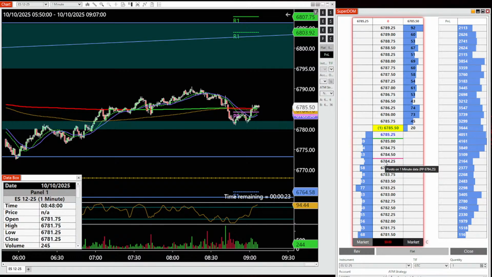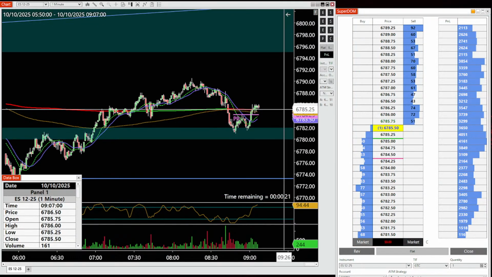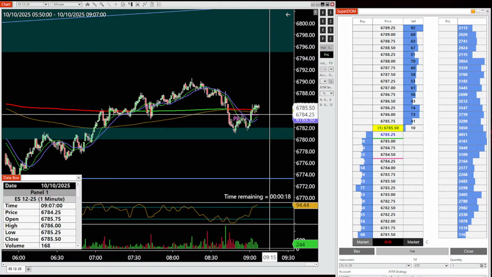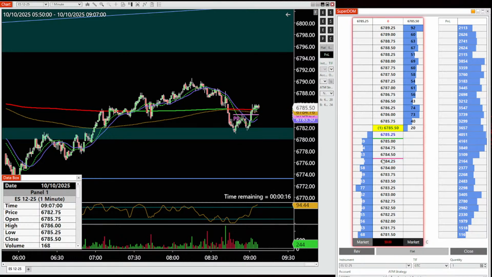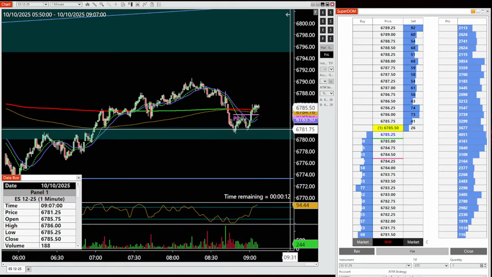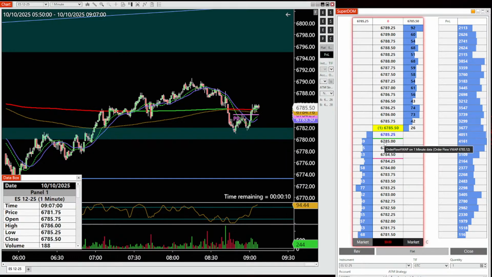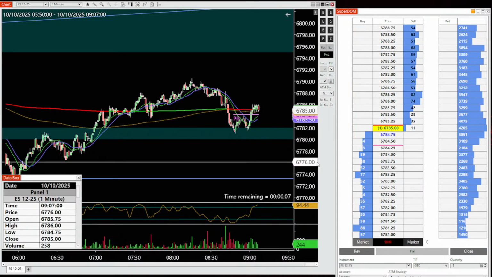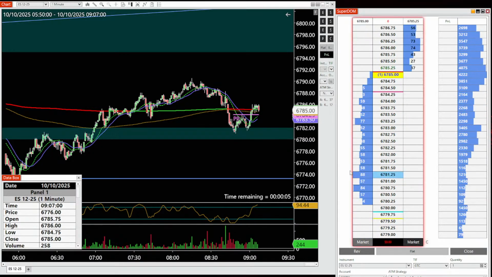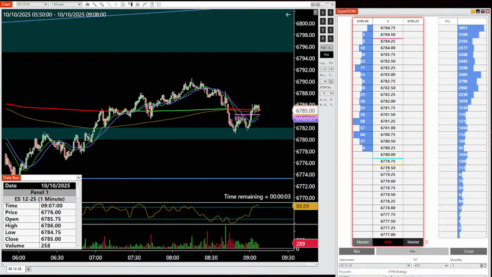This right here is the pivot point. So if you see the magenta pivot point, that's the pivot point there. 84.25. This is the VWAP, 85. Go down, we got the current open, and we got the prior close. So the prior close was 79.75.